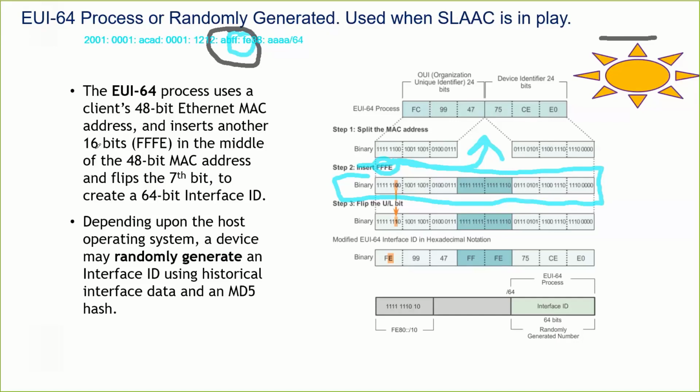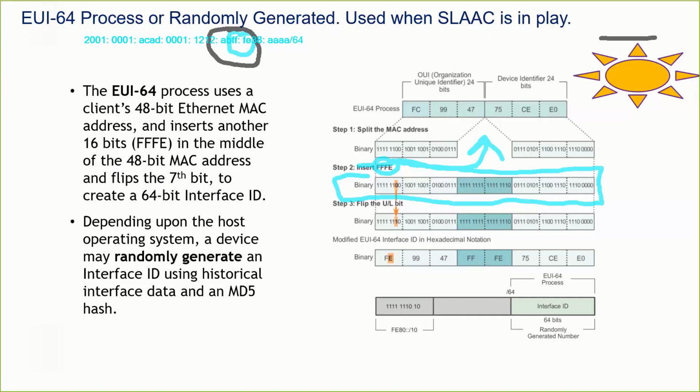So this makes SLAAC and stateless DHCP very efficient, because it pushes a little bit of the work out onto the NIC card of the client. The NIC card goes and looks at its MAC address, it splits it, and it adds it to the end of the 64 bits of the network, and now it has its own IPv6 address, okay?